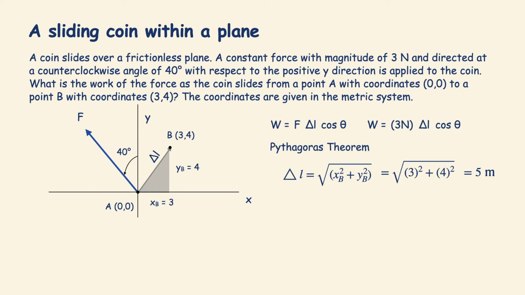So going back to the work, now we can replace the symbol for the displacement with its numeric value. So far we have that the work of that force will be equal to the magnitude of the force, 3 newtons, times the magnitude of the displacement, 5 meters, times cosine of the angle between the two. I have marked this angle as theta.